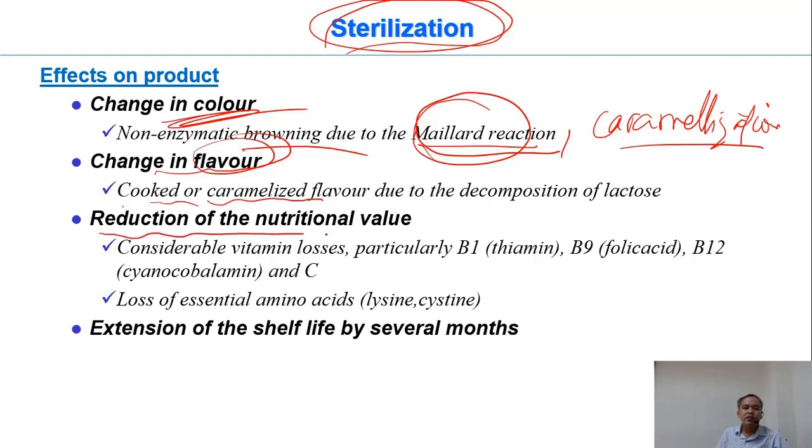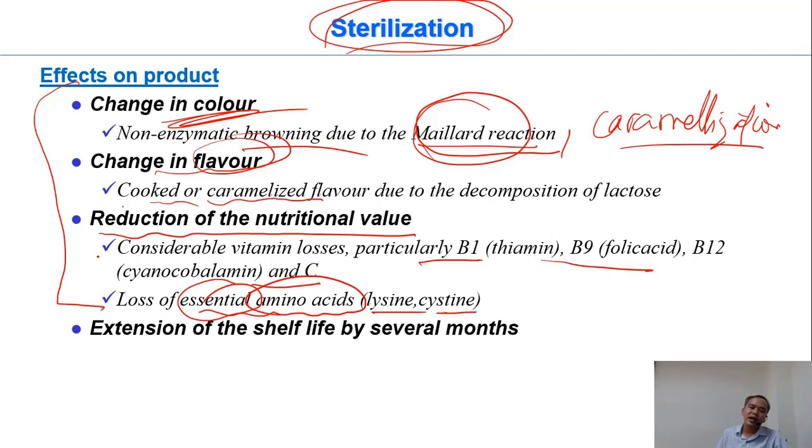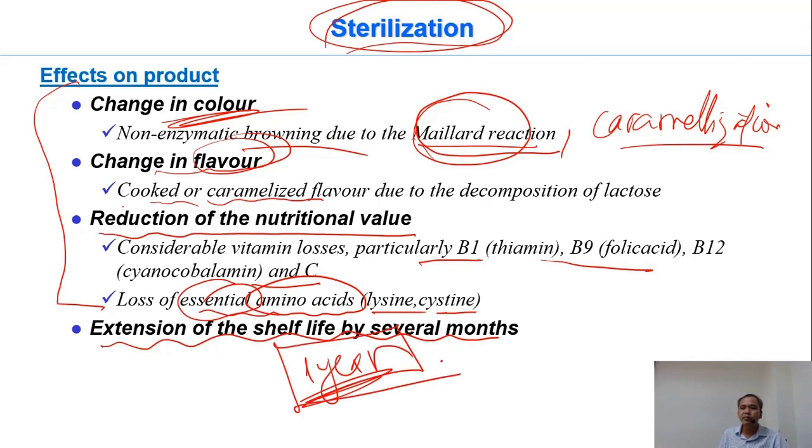There are significant losses in vitamins, especially vitamin B, vitamin C. These are vitamins sensitive to heat. We may lose an important part. We even lose some part of essential amino acids like lysine, cysteine. These are essential amino acids, which are also sensitive to heat. We may lose a part of it. All these things are actually disadvantages, but you have a big advantage. What is that? Now the shelf life is not days or weeks, but months already, and normally 1 year. This is the shelf life of sterilized milk.